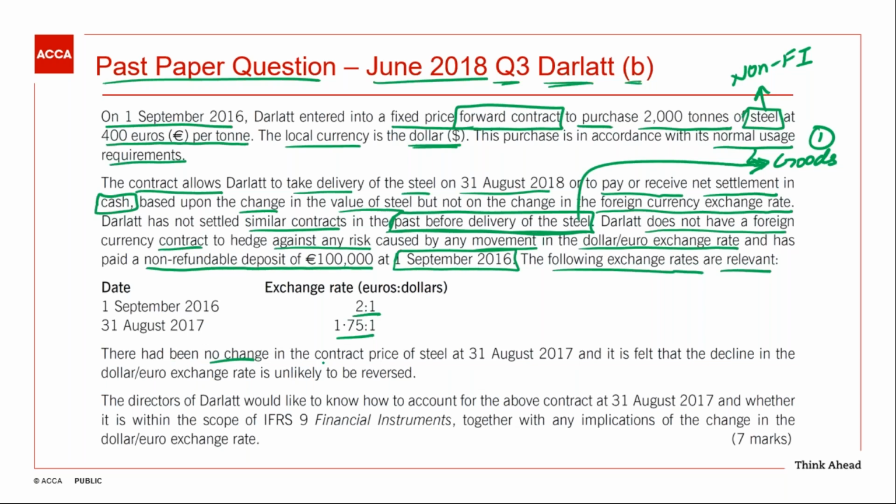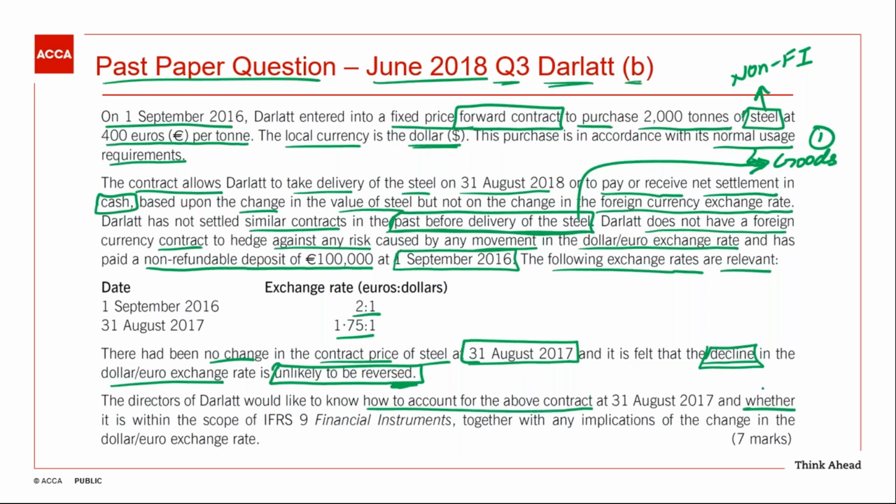There has been no change in the contract price of steel at 31st August 2017. So steel prices have not changed, and it is felt that the decline in the dollar euro exchange rate is unlikely to be reversed. Now the question says that the directors of Darlet would like advice on how to account for the above contract and whether it is within the scope of IFRS 9, together with any implication of the change in the dollar euro exchange rates. So now the question is, is this contract a derivative or not?